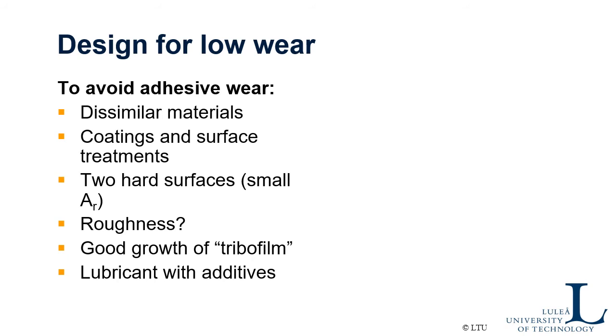You should have a good growth of the tribo film, but of course not such good growth that you corrode the surface. So this is also a balance. The last bullet here, lubricant with additives, is also good, because additives may help you to form a tribo film that is worn instead of the base material. But again, some of those additives are corrosive and they may corrode the surface faster than you want. So it's again a kind of trade-off. You must have it sufficiently corrosive but not too corrosive.